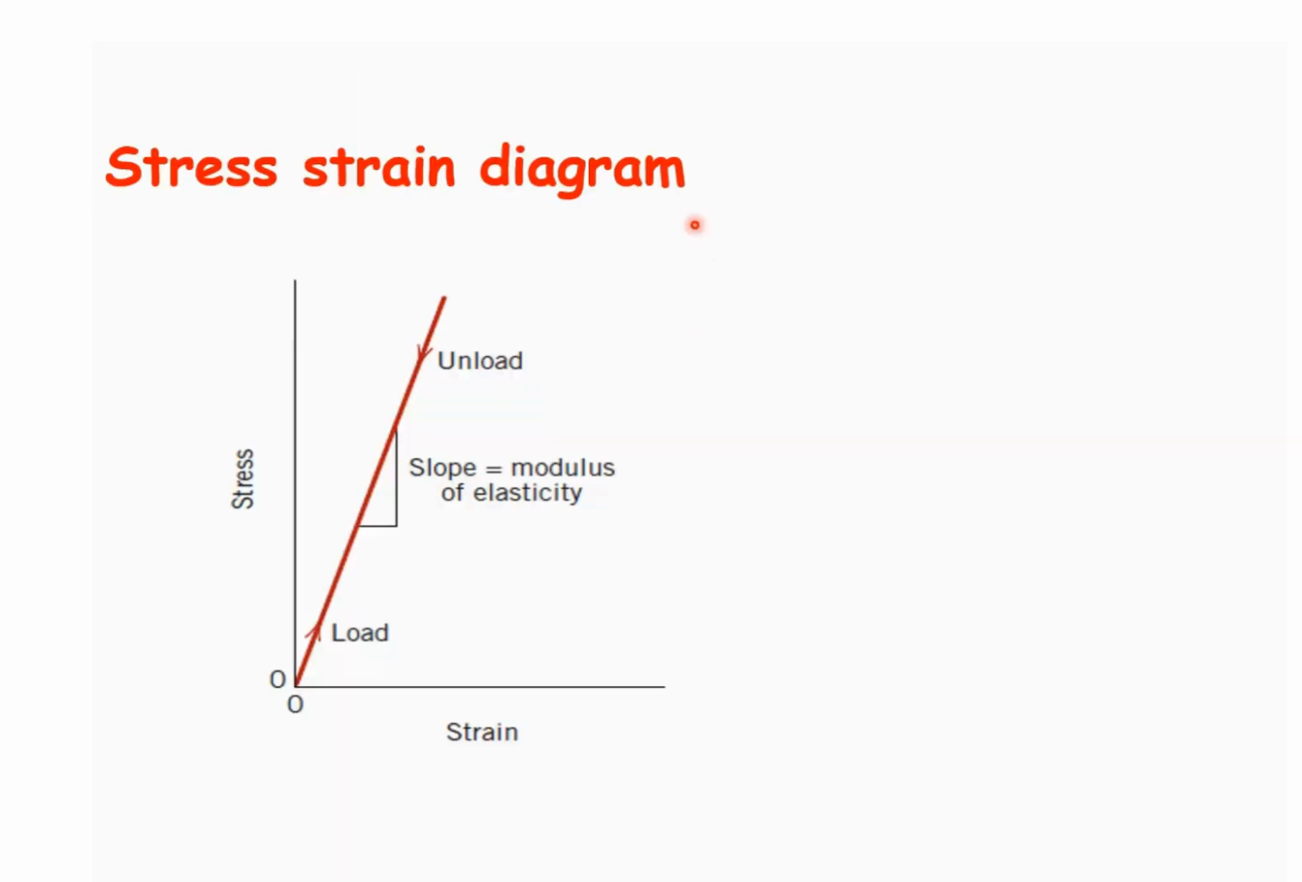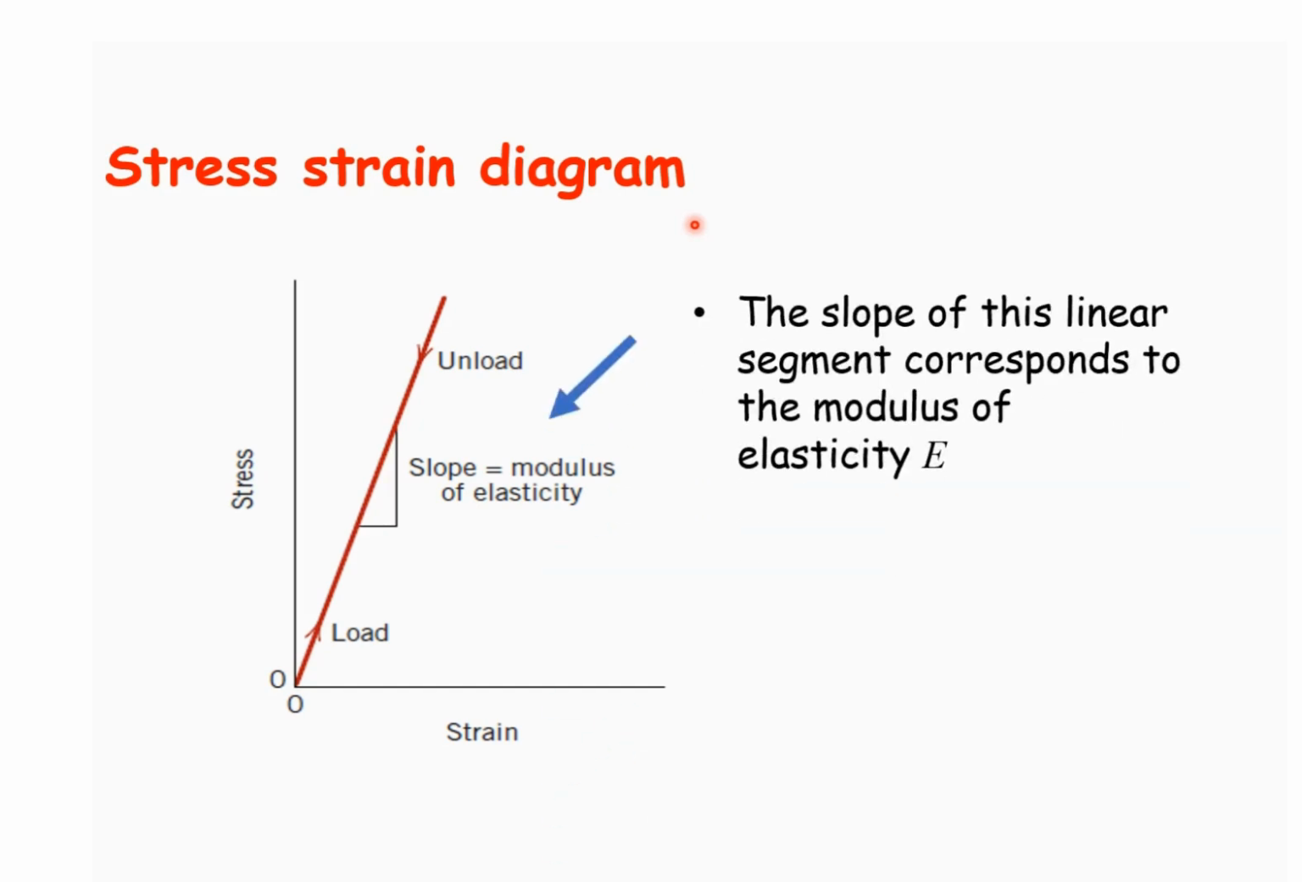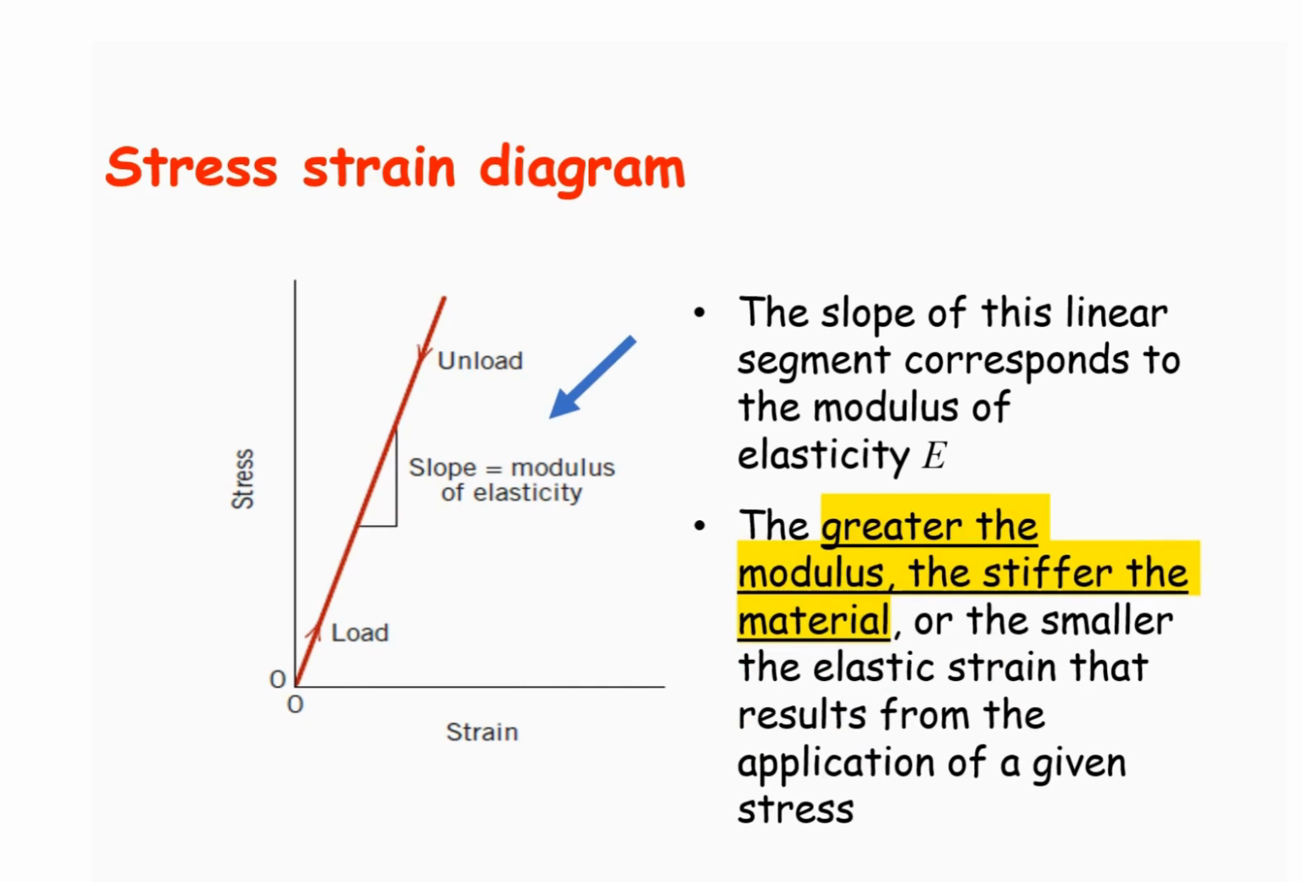Here in this slide we have an example of a stress-strain diagram. From the figure, we can see that the slope of this linear segment corresponds to the modulus of elasticity E. The greater the modulus, the stiffer the material, or the smaller the elastic strain when stress is applied.